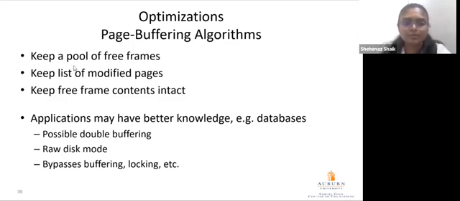Okay? Or what the operating system can do is, it can simply go ahead and discard the content as well, and keep all such frames as part of the pool of free frames, so that one of these free frames can be directly allocated. Okay?